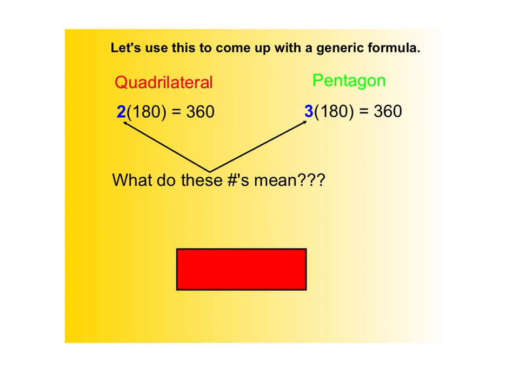All right, so with the quadrilateral, we took 2 times 180, we got 360. With the pentagon, we took 3 times 180 and got, whoa, that's definitely wrong. How about not 360? How about 540? I'll change that one in the old notes. What do those blue numbers mean? Those mean the number of triangles present.